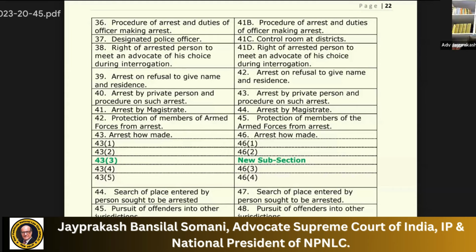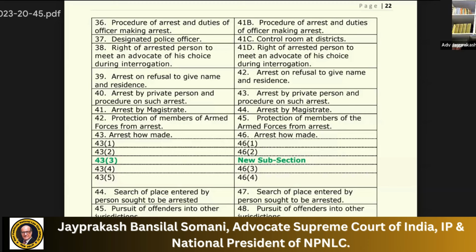Section 40 of BNSS, arrest by private person and procedure on such arrest. Its earlier section was 43. Section 41 of BNSS, arrest by magistrate. Its earlier section was 44. Section 42 of BNSS, protection of members of armed forces from arrest. Its earlier section was 45 in CrPC.